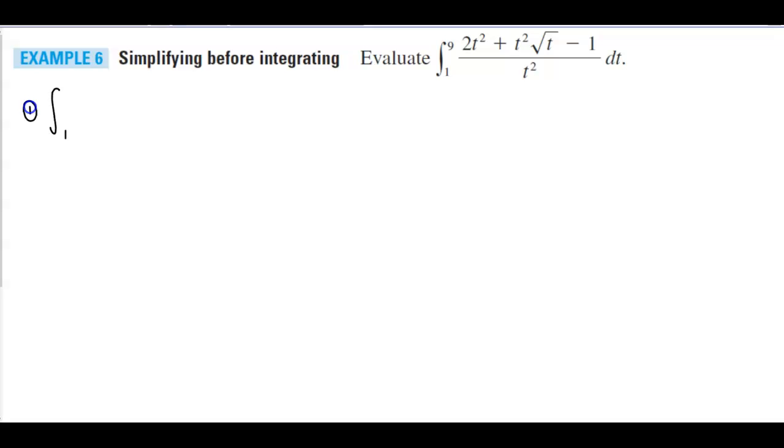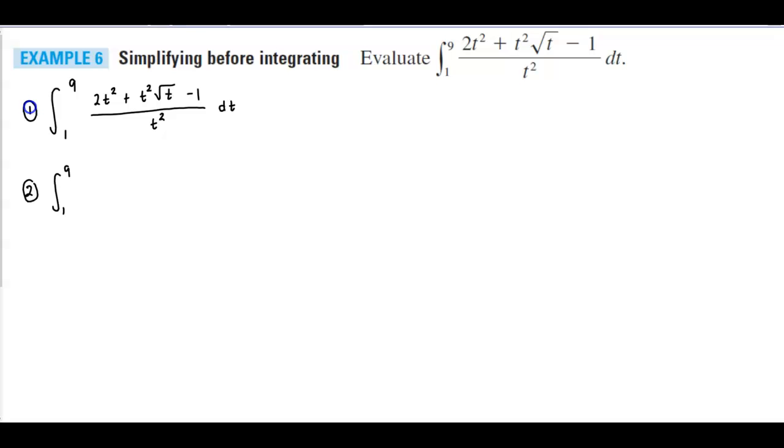So we're going from 1 to 9, and we have 2t squared plus t squared times the square root of t minus 1 over t squared dt. So it says simplifying before integrating. So what we want to do is simplify this integral. So we're going to share the denominator to make it a little bit easier for us.